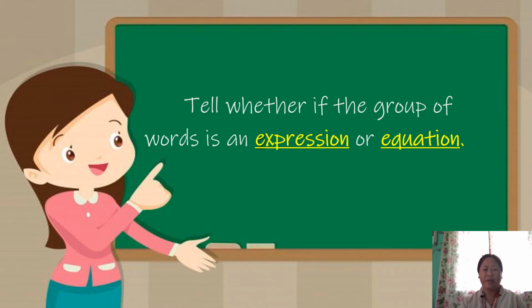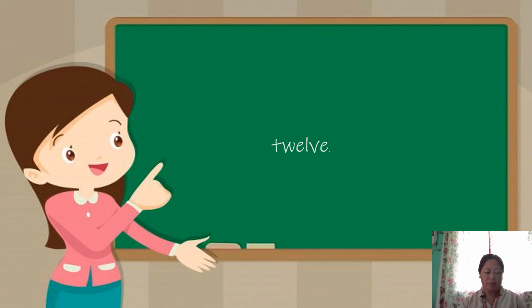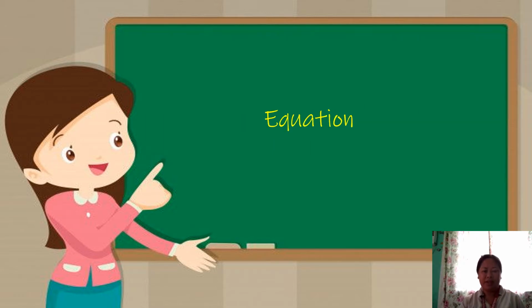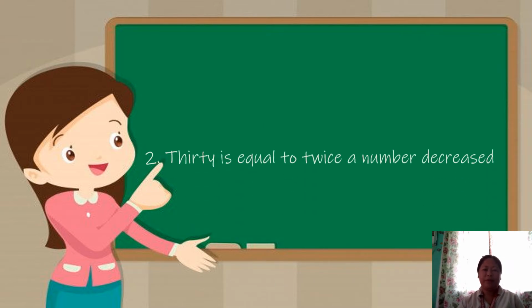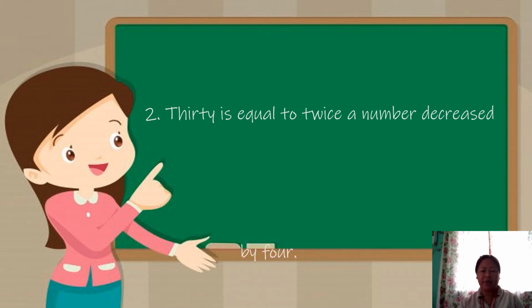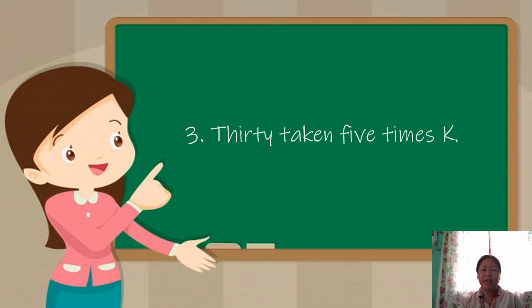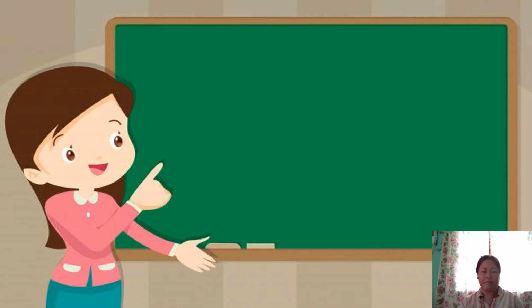Okay, tell whether the group of words is an expression or equation. Number 1. A number increased by 4 is 12. Yes, it is an equation. Number 2. 30 is equal to twice a number decreased by 4. Equation. Yes, it is. Number 3. 30 taken 5 times k. Yes, it is an expression.